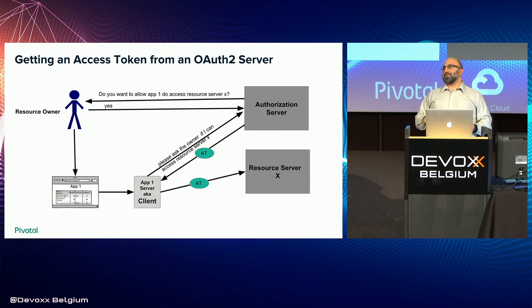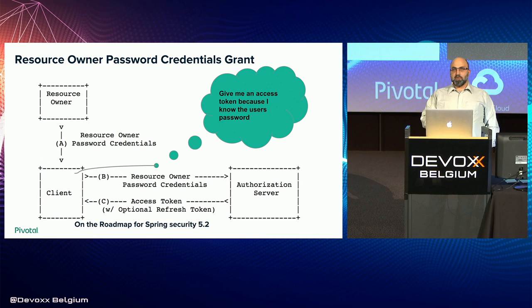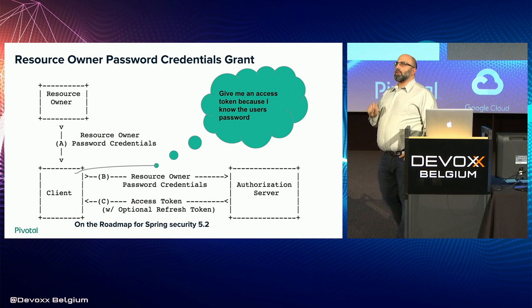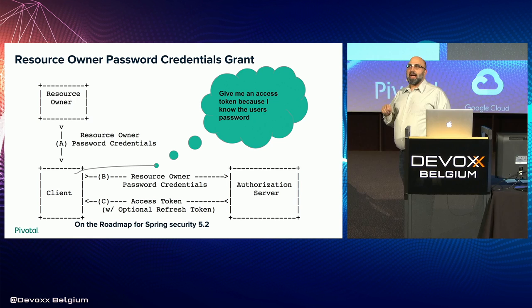So a good way to think about this is to say, all right, we have the client application, which is an app server, that wants to call something. It needs to convince the authorization server to give it an access token. So it needs to go to the authorization server and say, hey, authorization server, you should give me an access token because I actually know the username and password of the end user. If you know the owner's username and password, well, I have their password. You should just give me a token because I have their password.